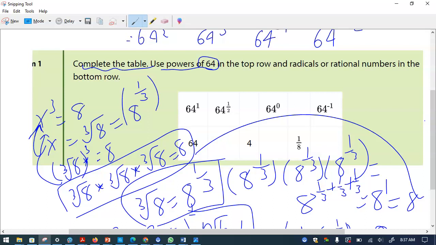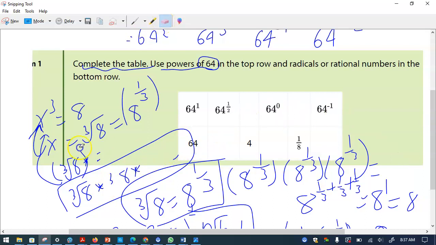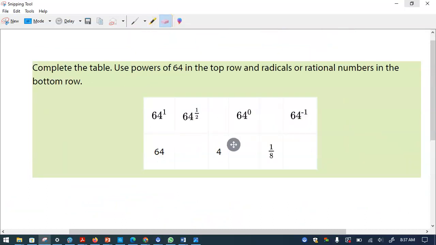Now let's go directly to the practice problem number 1. Complete the table and use the powers of 64. Here, 64 raised to 1 is 64. So this is already given.